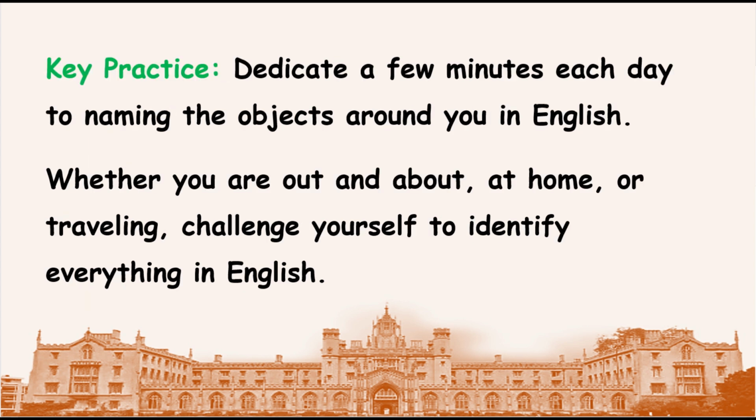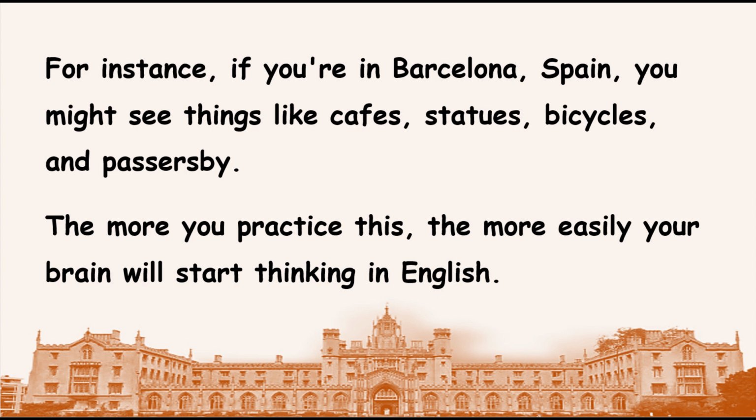Key practice. Dedicate a few minutes each day to naming the objects around you in English. Whether you're out and about, at home, or traveling, challenge yourself to identify everything in English. For instance, if you're in Barcelona, Spain, you might see things like cafes, statues, bicycles, and passers-by. The more you practice this, the more easily your brain will start thinking in English.